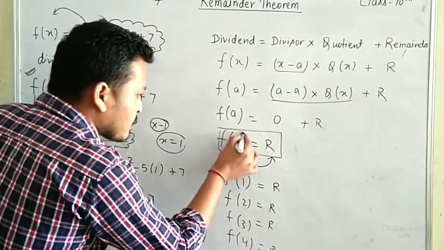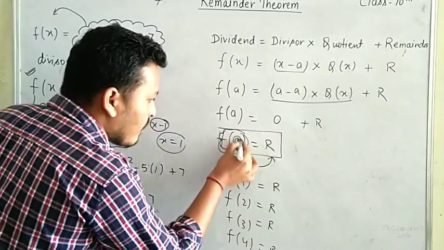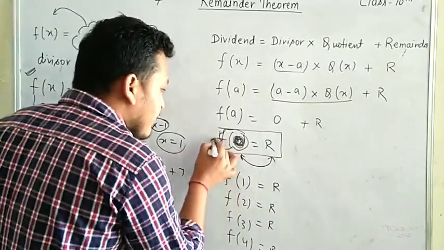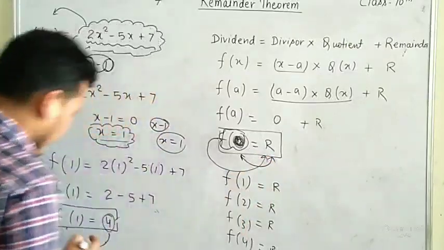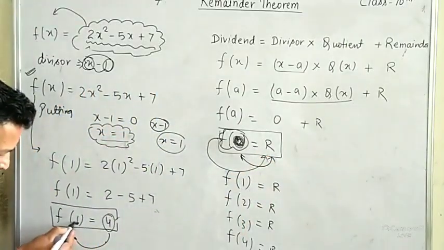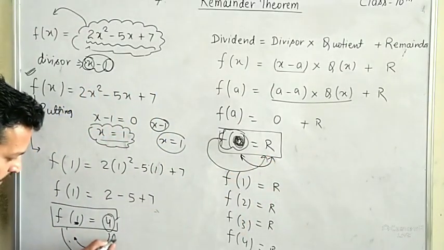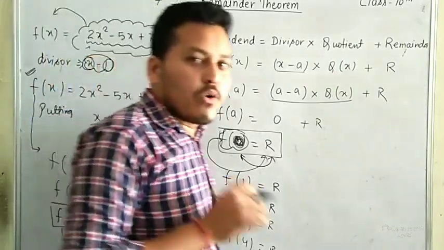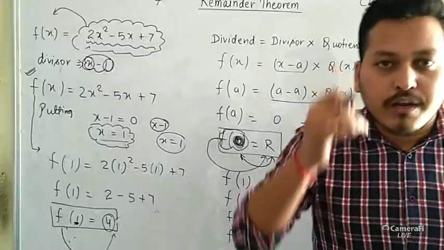So it means when we substitute the value of x here, that part represents the value of remainder. When we substitute the value of x here, at last we will get our remainder value. Okay, so this is the concept of remainder theorem.